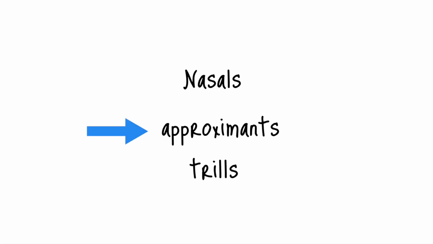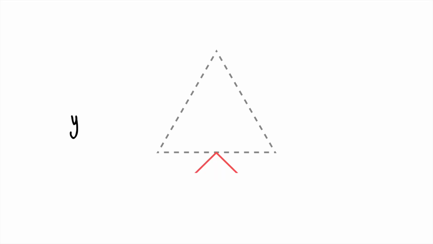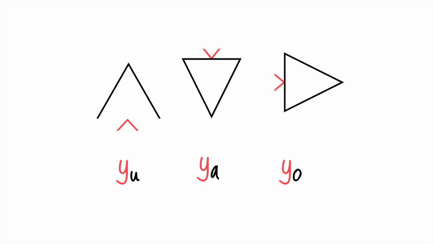Since I've given you a taste of approximants with the Y, let's go ahead and discuss them. This is the symbol for the Y or the ya. I would describe it as sort of an angled symbol that is situated below the vowel, but maintaining constant contact with the triangle. Please pay close attention to how the consonants rotate with the vowels: yu, ya, yo.